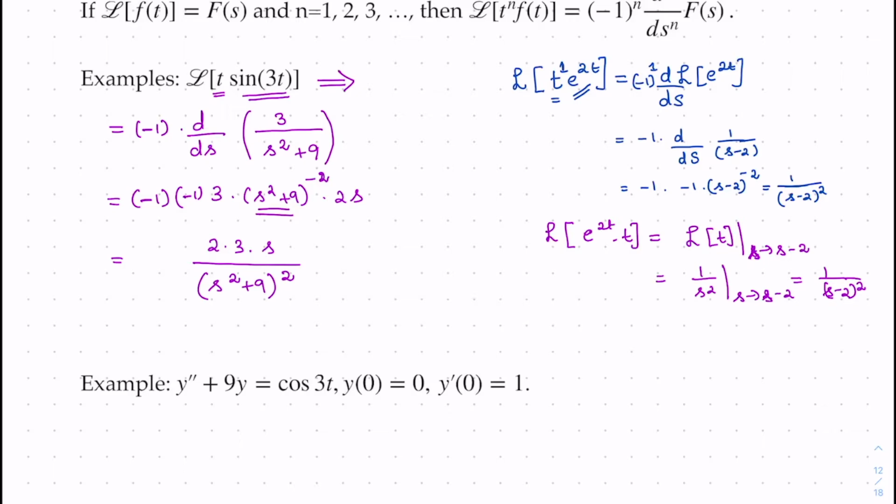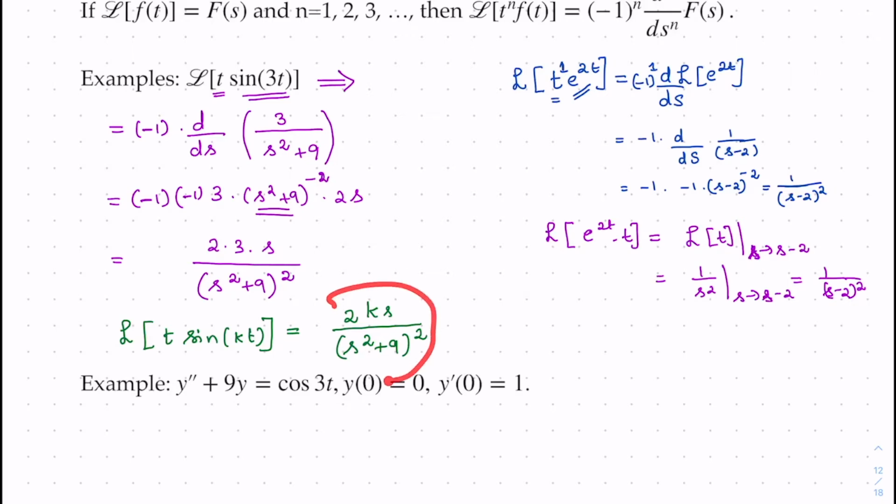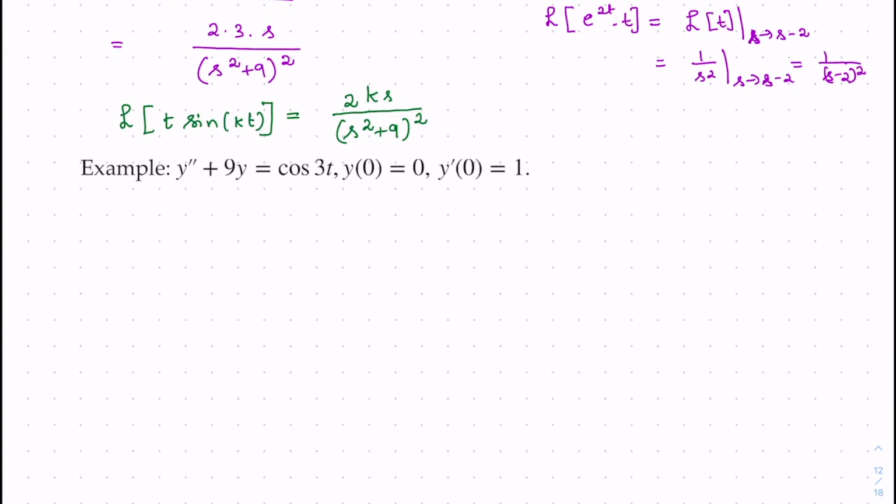By the way, in general, if you want me to generalize this, we can generalize this as a formula in this way: the Laplace of, in general, t sine kt, for whatever the constant k, that would be 2ks, and the whole thing is divided by (s squared plus k squared) the whole squared. So when you see something like this, then you know that the Laplace inverse of this is going to be this right here, right? And that's what we're going to use in this problem when we solve it.